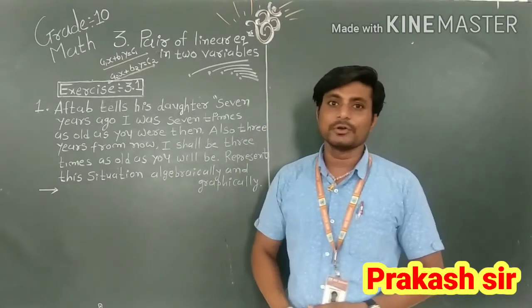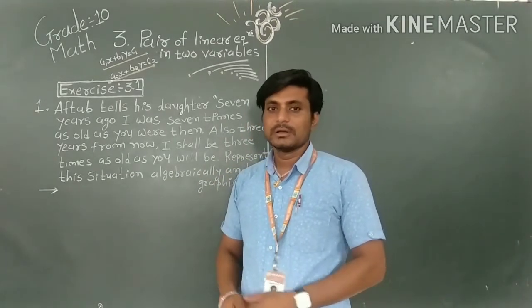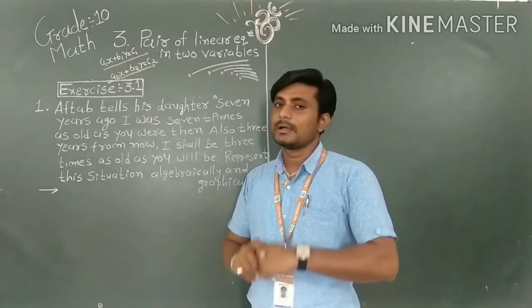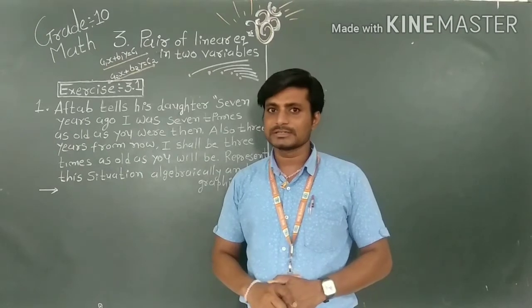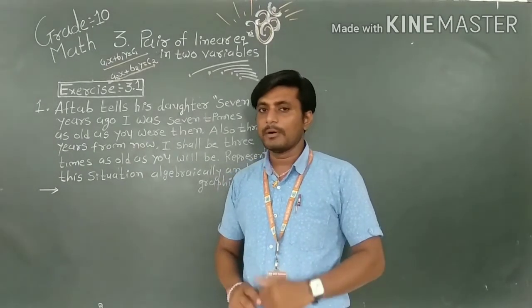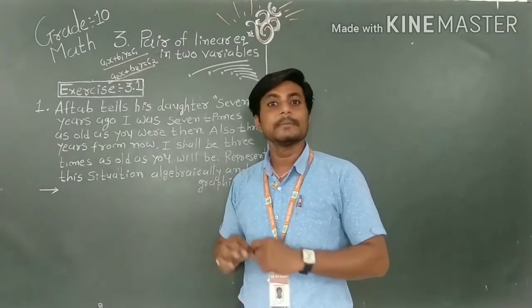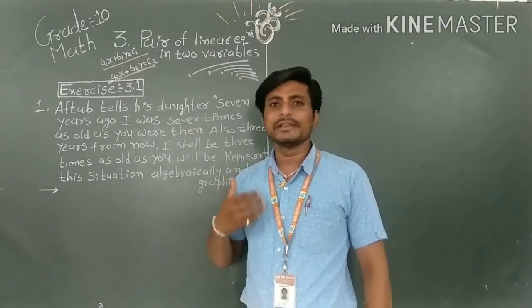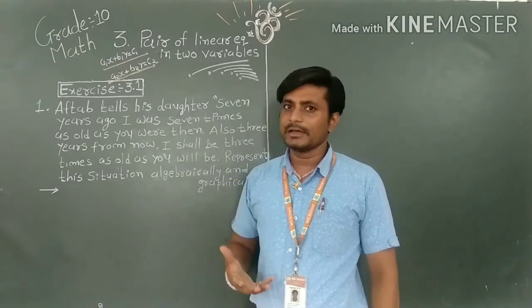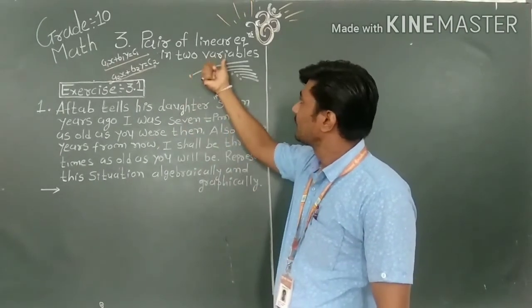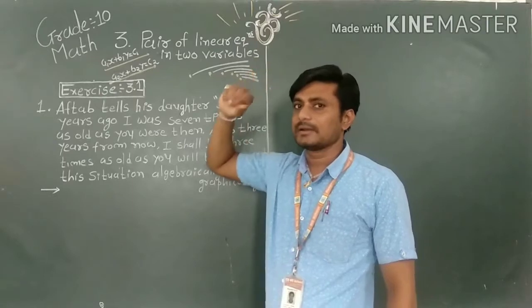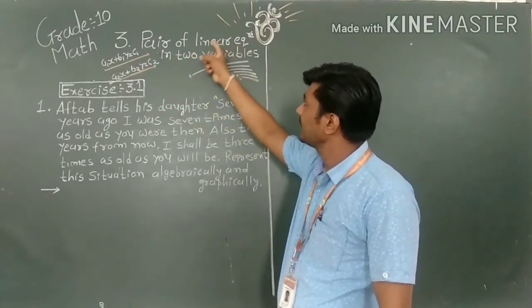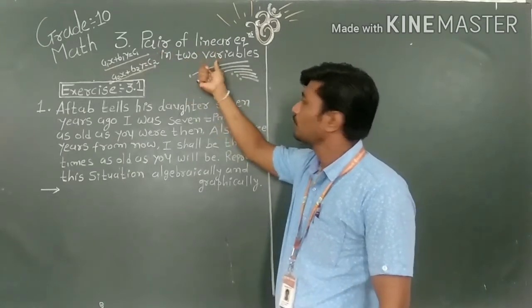In our previous video, we talked about a pair of linear equations with two variables. In the second chapter, Polynomials, we already learned about the standard form of a linear polynomial, that is, a linear equation with one variable. Now in the third chapter, we want to learn about a linear pair with two variables.